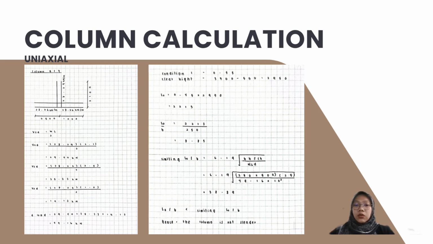And for limiting LO over B, we use formula 6.19 square root BHFCK over NED. Then we insert the data. We got 6.19 square root 250 times 500 times 25 over 79.16 times 10 exponent 3. Then we got 38.89. So from that, you can see that LO over B is smaller than limiting LO over B. Then we know that the column is not slender.